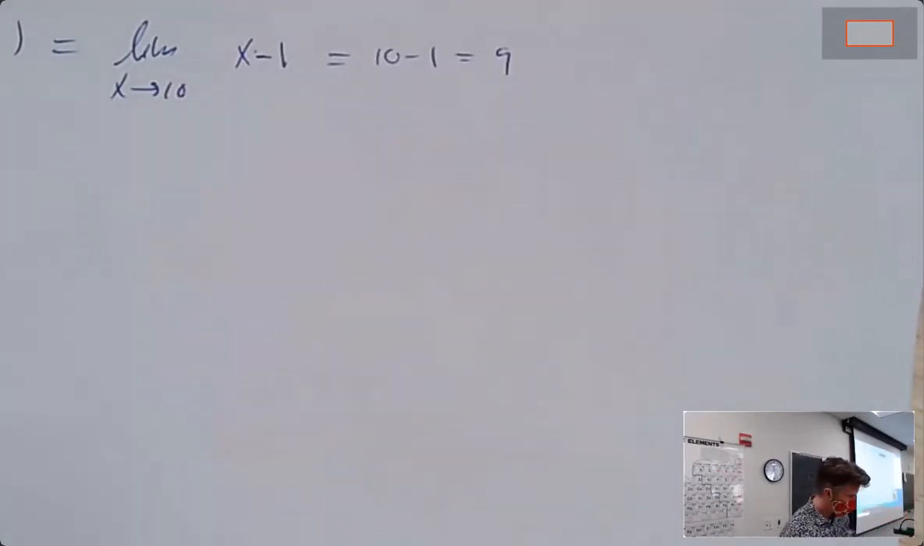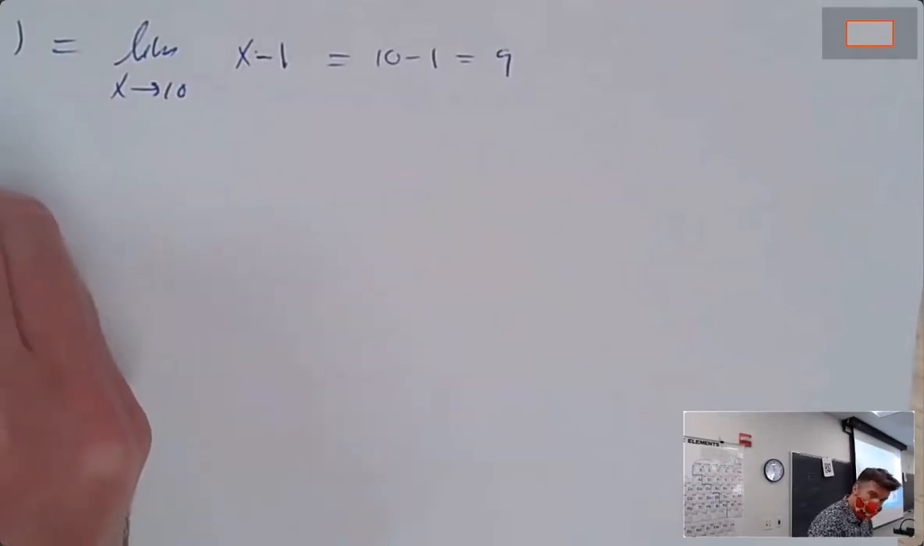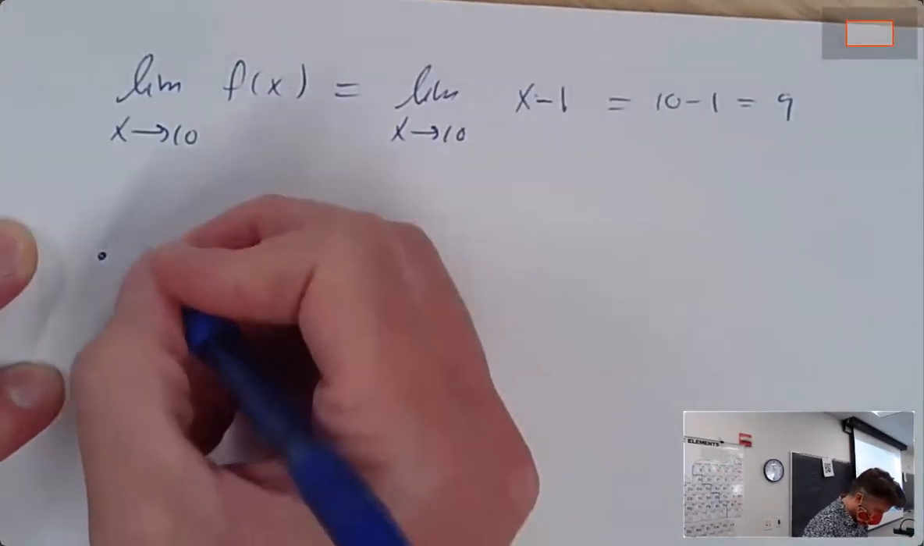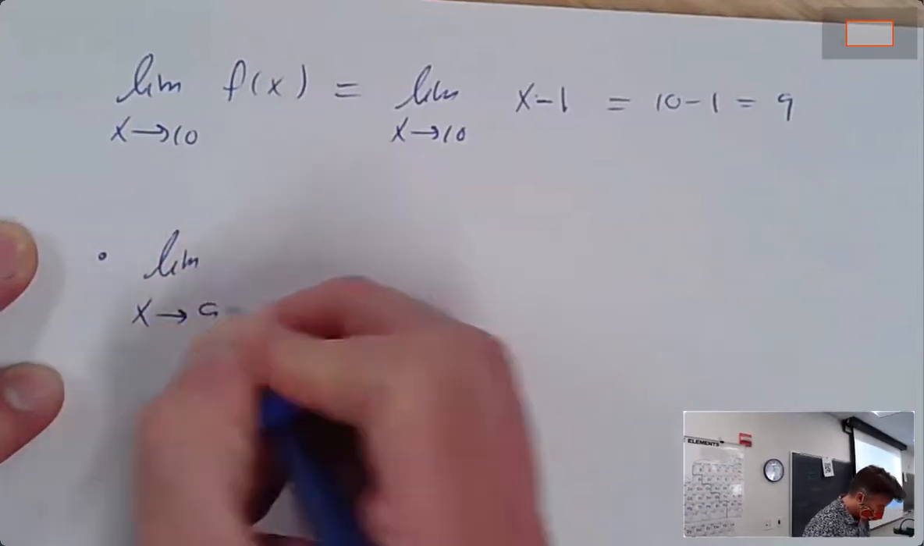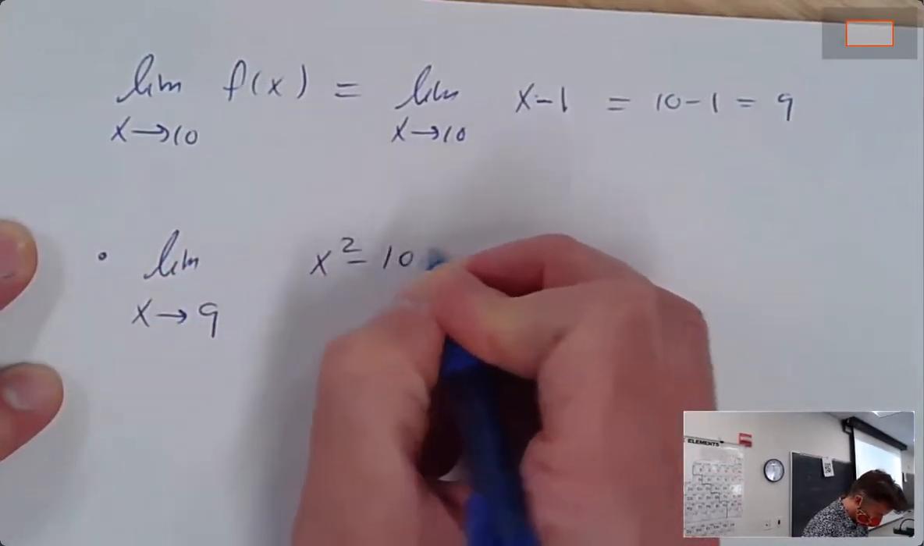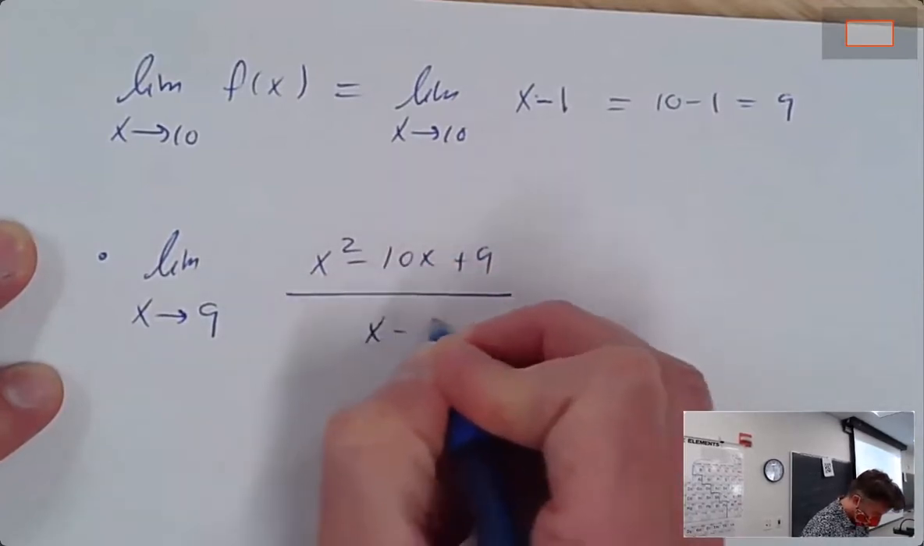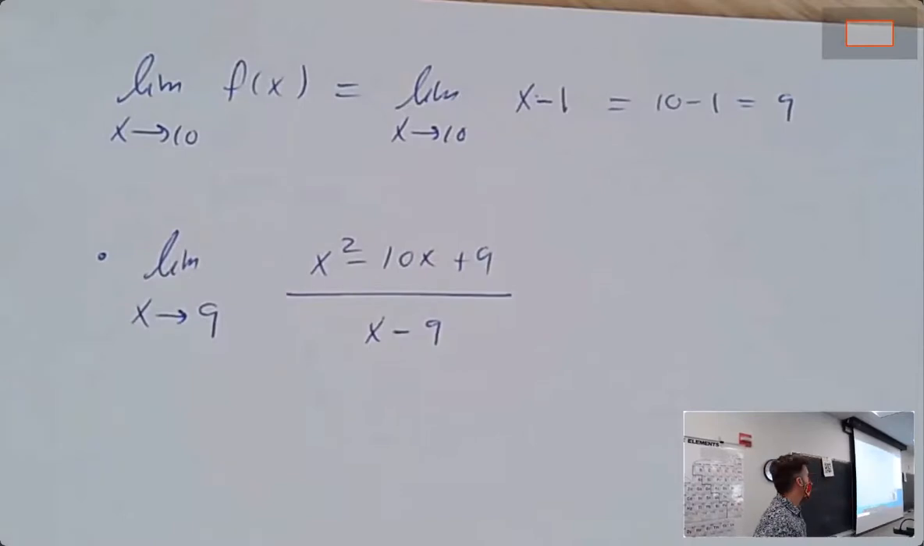So let's look at something like this. I want to find the limit as x approaches 9 of x squared minus 10x plus 9 over x minus 9. And I'll point out that if we plug in 9, we're going to have problems. Clearly, you can see you're going to get 0 in the bottom. It is also worth noting that you would also get 0 in the top. So when you look at limits, a lot of the time what's going to happen is you're going to get what's called a 0 over 0 type of limit.